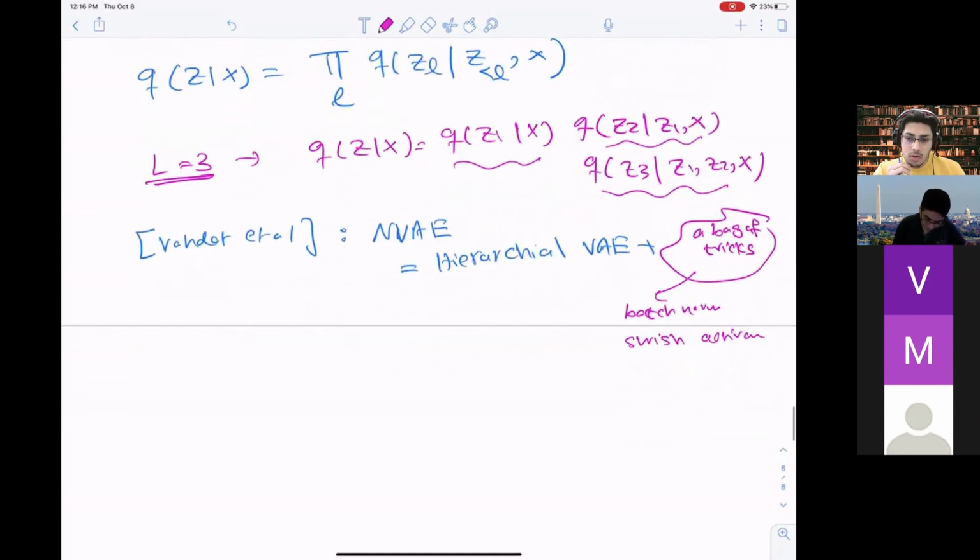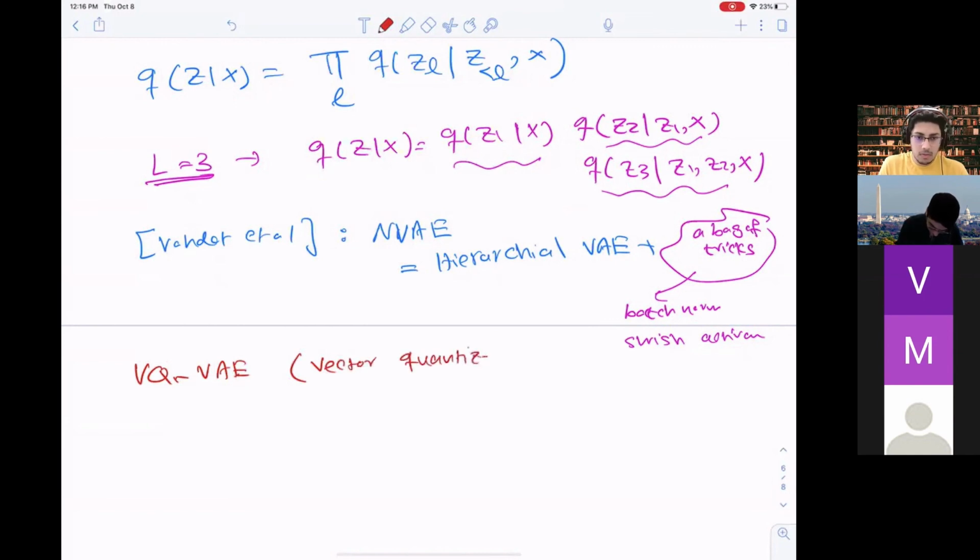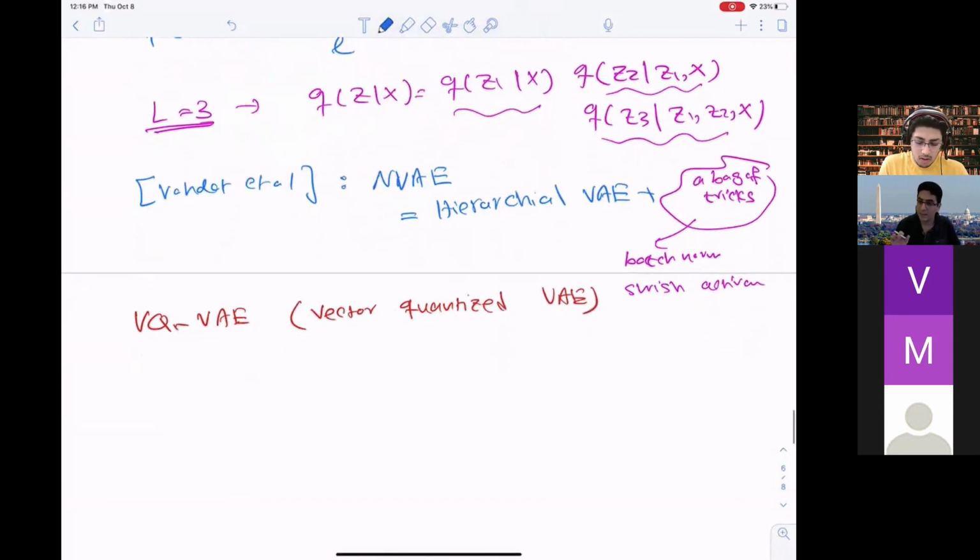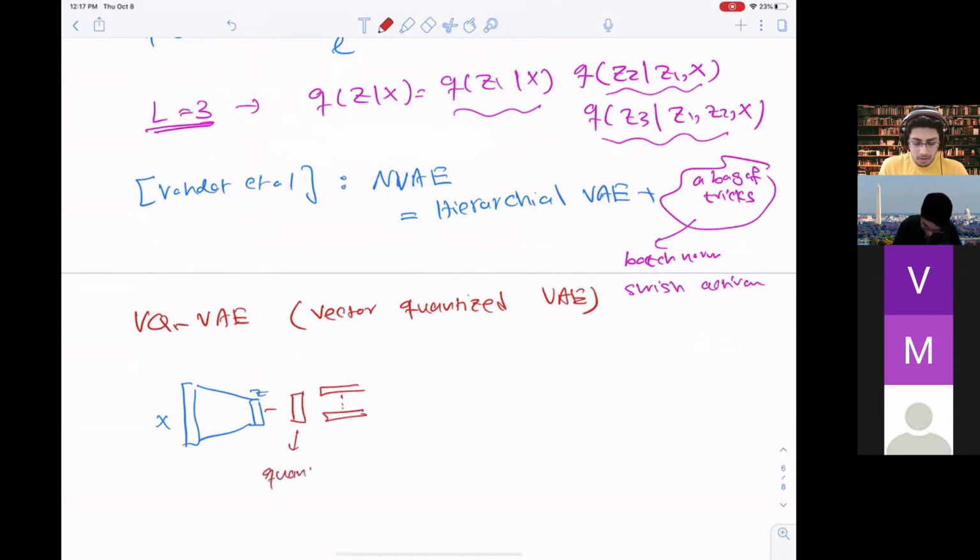Okay, we are running out of time. Let me just say some words about VQ VAE, which is vector quantized VAE. In the VQ VAE, the latent space is discrete. So you have X, you map it to your Z, and this mapping is done by a neural network. To make it discrete, you add a quantization step to map your latent to some discrete codes. So you have some discrete codes, and that's it.